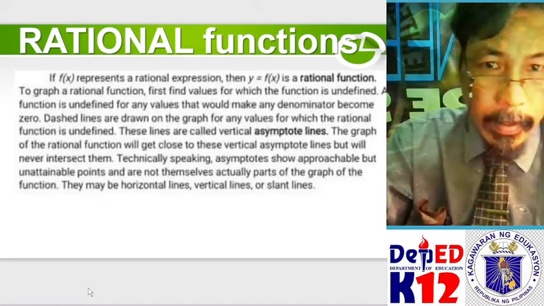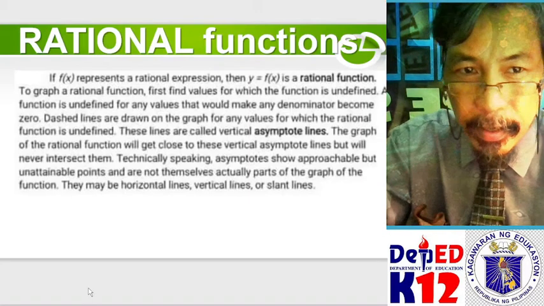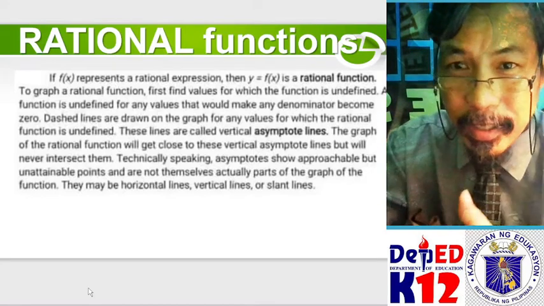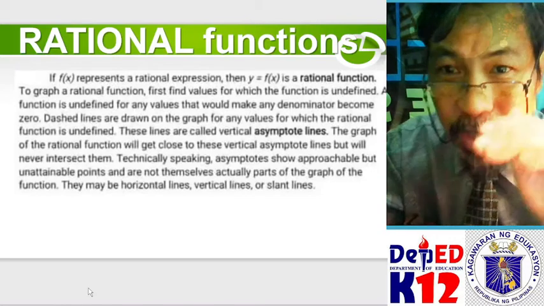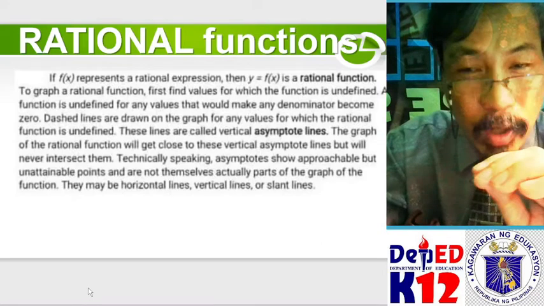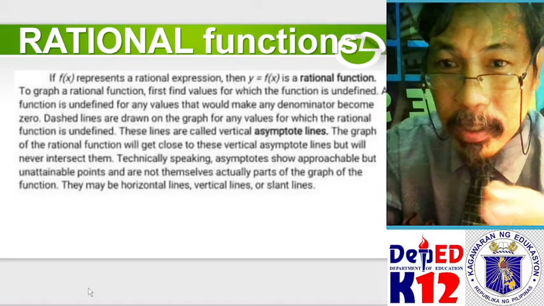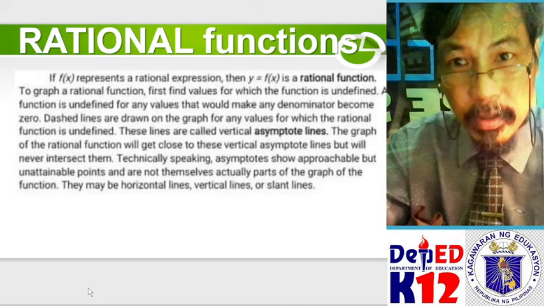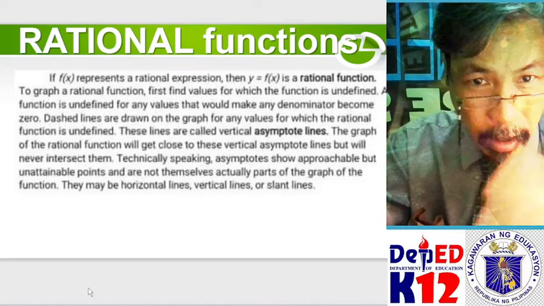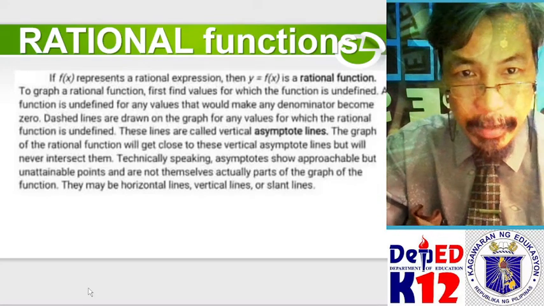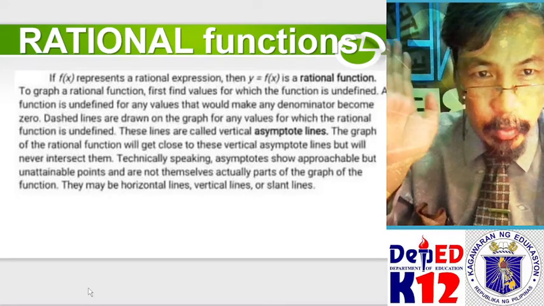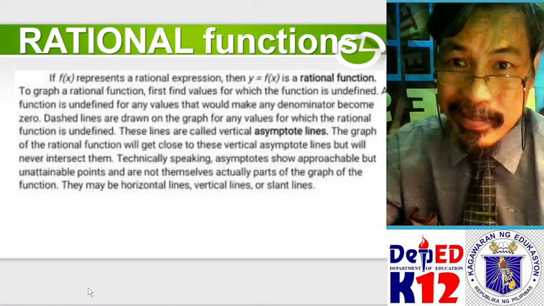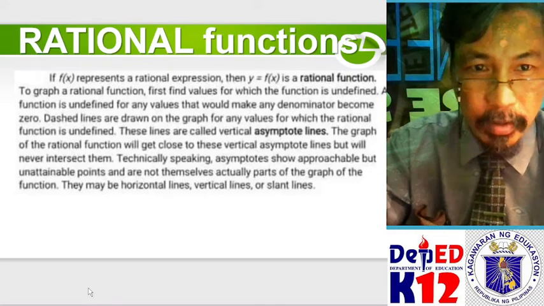A function is undefined for any values that would make any denominator zero. Because we are dealing with rational functions, we have polynomials in the denominator. If the denominator becomes 0, the values that we compute are the undefined points. Since we know the undefined points, we will not include them in our graph of the function. Because we want to know the undefined part of the graph, let us first tackle the denominator of the rational function.